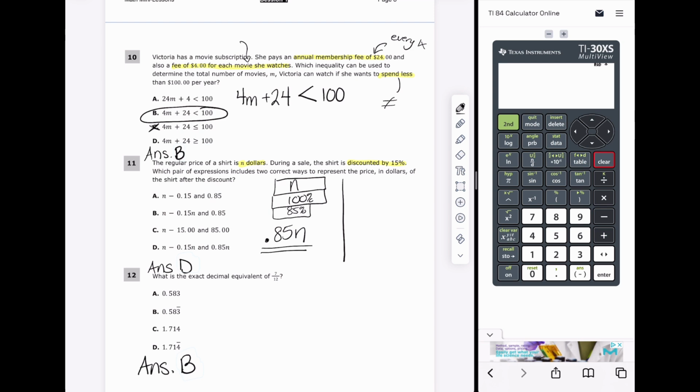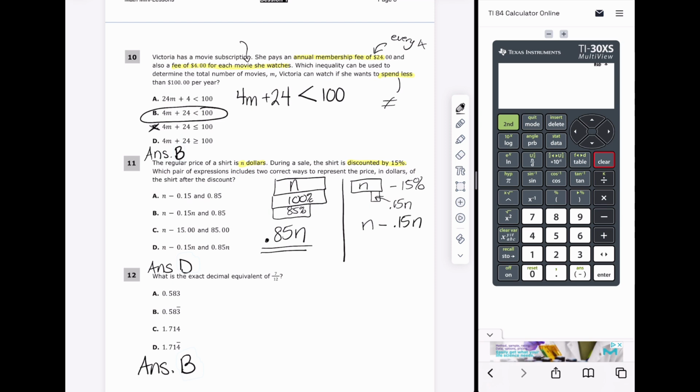Another way that some kids do is they take the shirt N and they go, well, I want to take away 15%. So they find out, well, how much is 15%? So what is 15% of N? And then they subtract it from the total. So a lot of kids do that. How much is the sale? Like, what is 15% of it? And then they go, so I'm going to take the whole price and I'm going to take away 15N.